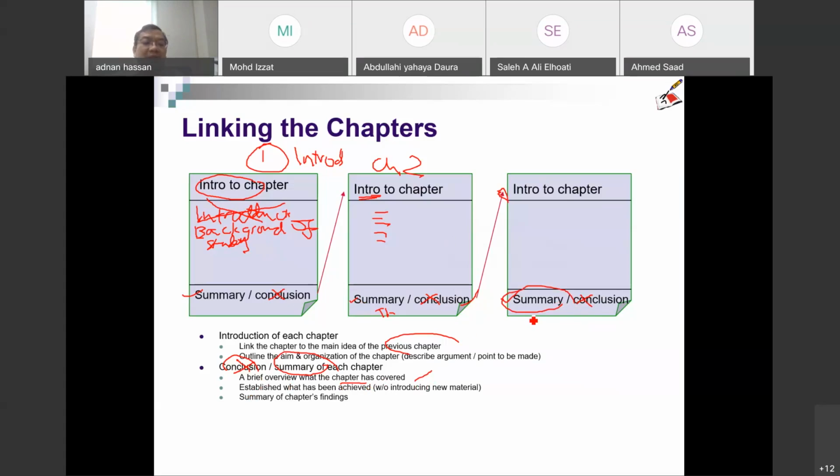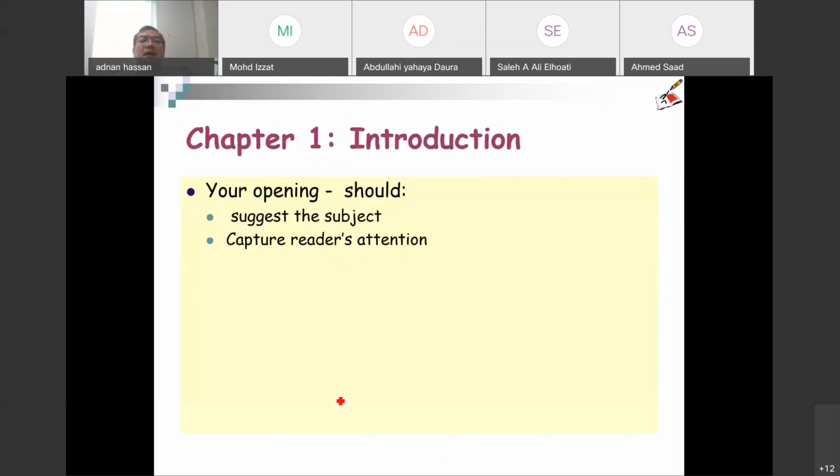So establish what has been achieved, without introducing new material. You cannot bring new ideas in a summary. It should be summarizing what you have discussed in that chapter. If you have results, maybe you can put a summary of findings. Okay, let me go into more detail.